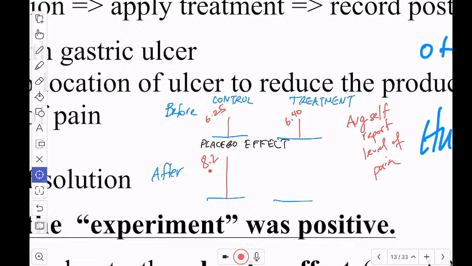So this 8.2, even though these people in the control group didn't receive anything, they just went through the study, they're reporting 8.2 level of pain. Are they lying? No, they're not lying. They actually feel better because the whole process made them feel better. So that now puts the burden of proof on the treatment group that they have to exceed that 8.2 average. Now, you think that's easy?